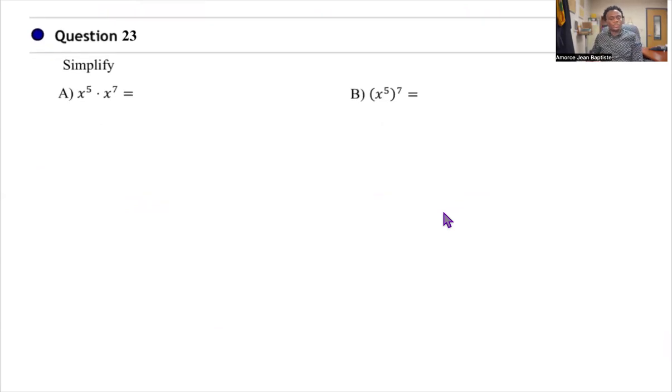So next, number 23 is just to remind you of the properties of exponents. If you have the same base, you need to add the exponents and keep one base. So x exponent 5 plus 7 gives you x exponent 12. This one, if you have a base with an exponent raised again to a second exponent, you multiply the exponents. So that's x to the power 5 times 7. That is x to the power 35.